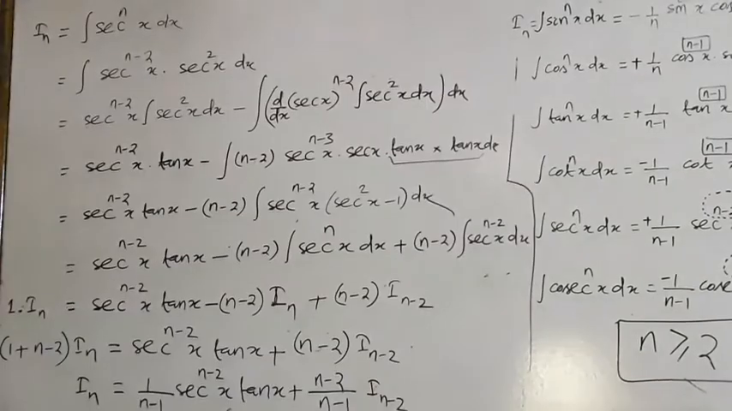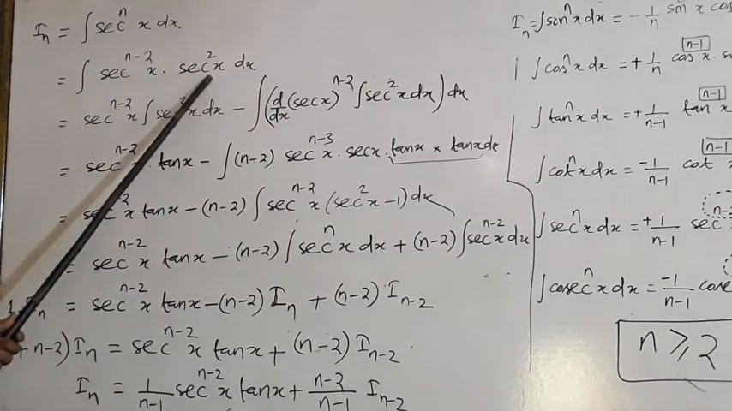Okay. Now I am doing sec power n. It is sec power n minus 2 into sec square x. Mind it.